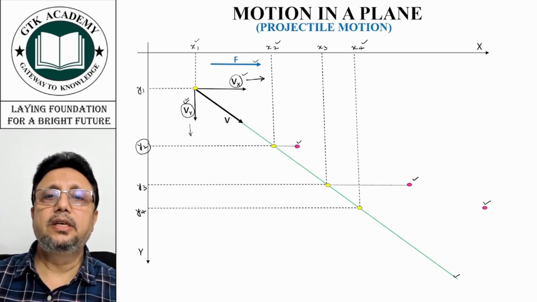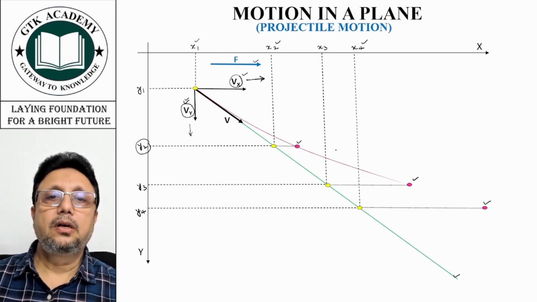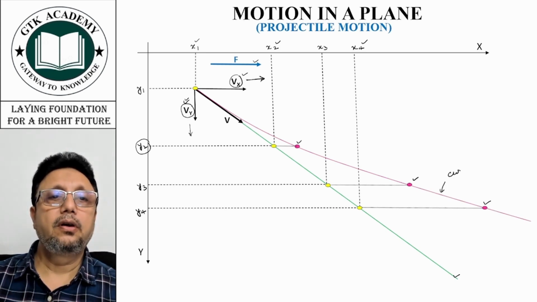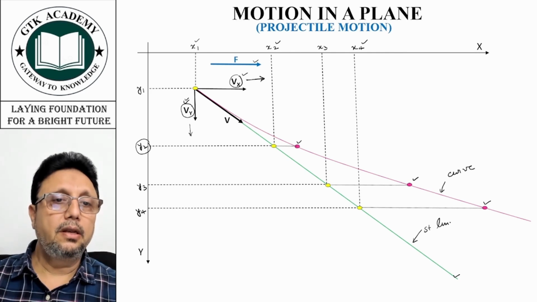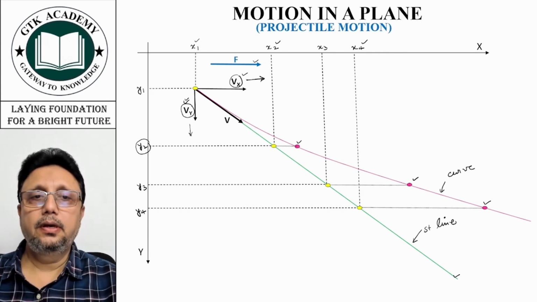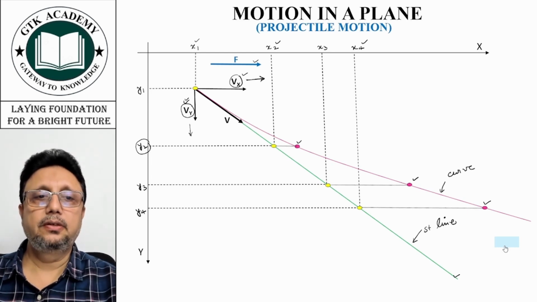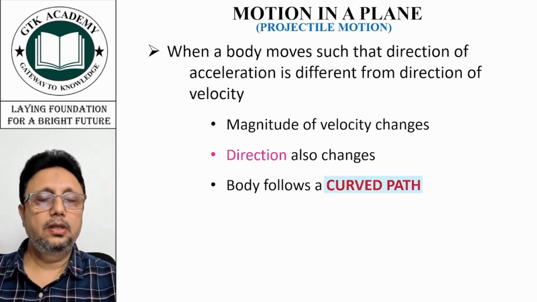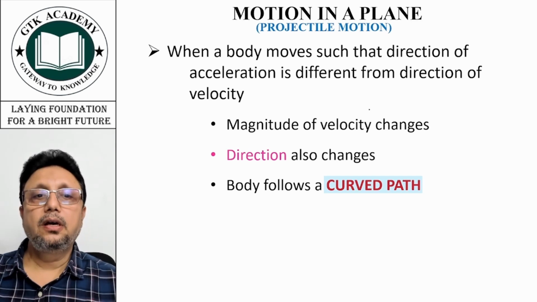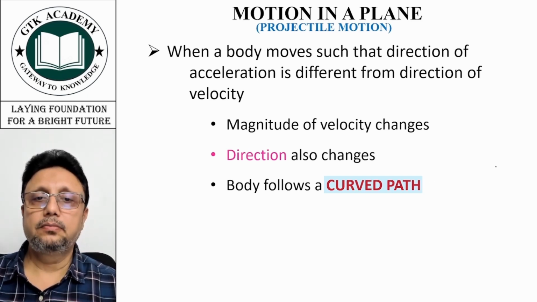Now if you join all these dots, purple dots, you will get a curve. So now the body is following a curved path, and here straight line. I hope that now you are all clear with this as to how the body follows a curved path.